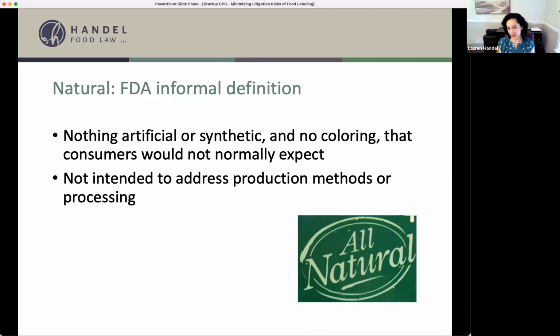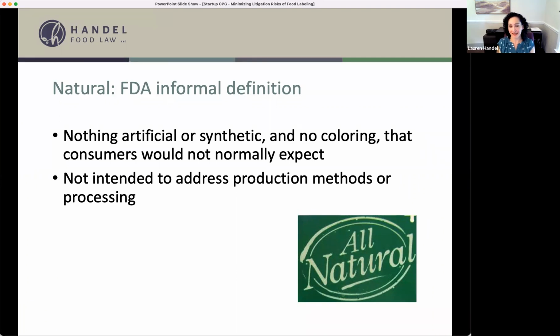FDA has an informal definition. It has issued guidance saying that it won't object if someone labels a food as natural, as long as it contains nothing artificial or synthetic and no coloring. So that means even coloring from natural sources that consumers would not normally expect. Your guess is as good as anyone else's as to what consumers would normally expect. It's a fuzzy standard, but again, it's not law. It doesn't have the force of law.